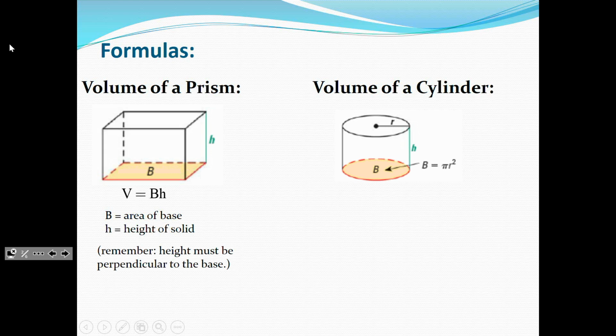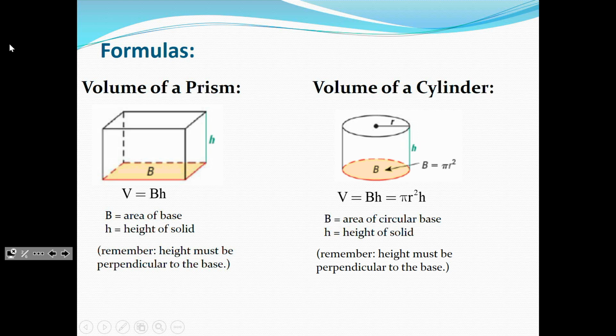Okay, for our volume of a cylinder, it's pretty much the exact same formula, but in a cylinder, we know that our base will always be what shape? A circle. So we can replace that capital B with our formula for area of a circle, which is pi r squared. So pretty much the exact same formula, just replacing it for our circle. Again, B representing our base, which we know is always going to be a circle, where H is representing the height. And again, our height has to be perpendicular to our base. So if it's an oblique cylinder or an oblique prism, we might have to find the height, right?